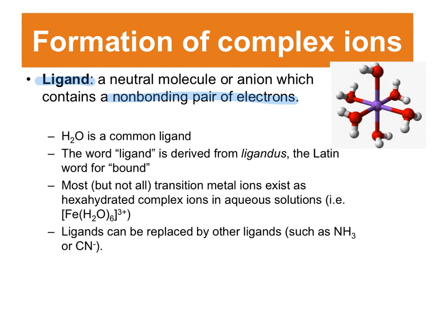Here we have a more formal definition for a ligand. A neutral molecule or an anion, which would be negative, would contain non-bonding pairs of electrons. So basically we want free electrons, lone pairs, things that are available to participate in a coordinate covalent bond. H2O, water, would be a very common ligand. If you look at the Lewis structure of water, you can see it has two lone pairs. Both of these lone pairs would be available to form complex ions.